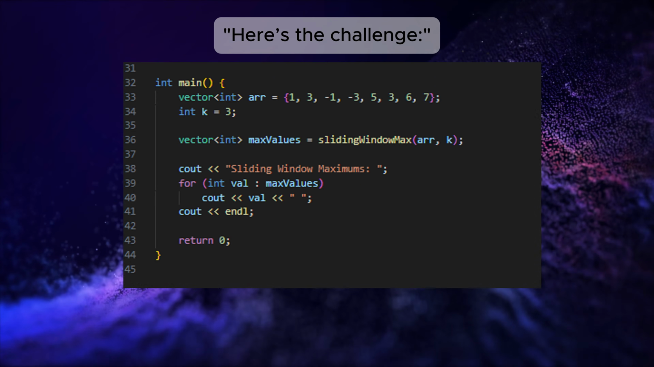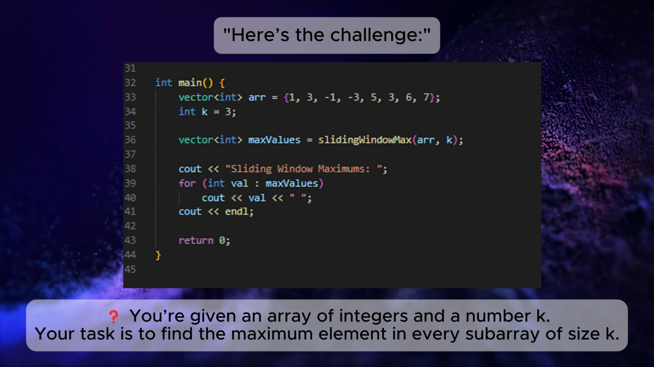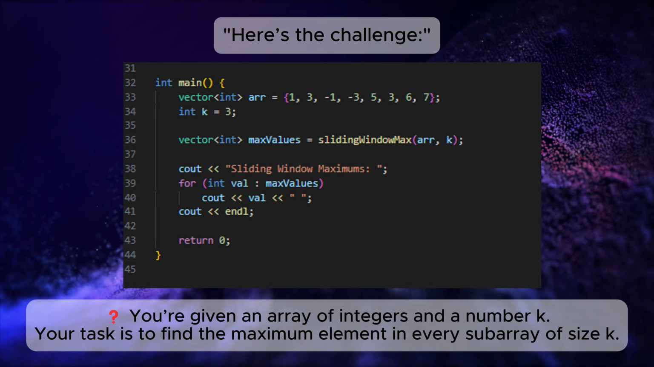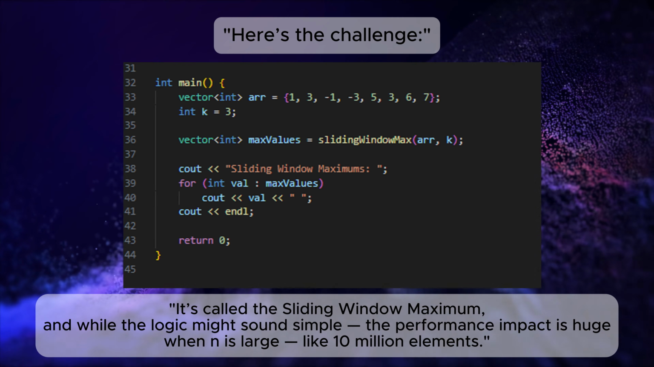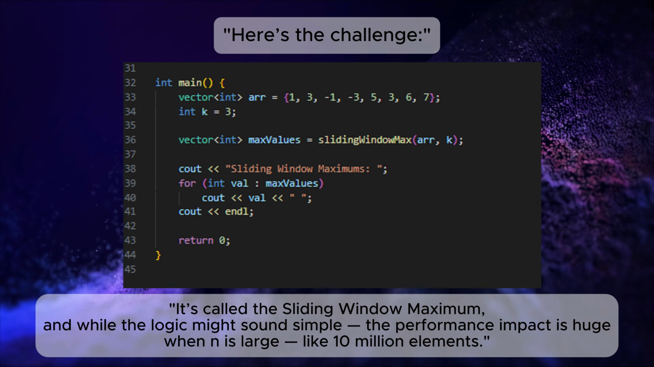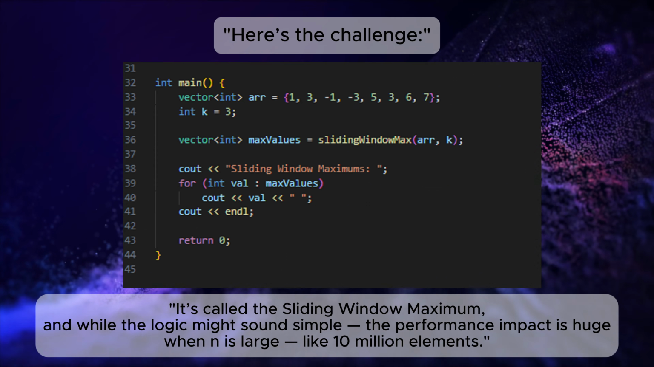Here's the challenge. You're given an array of integers and a number k. Your task is to find the maximum element in every subarray of size k. It's called the sliding window maximum, and while the logic might sound simple, the performance impact is huge when n is large, like 10 million elements.